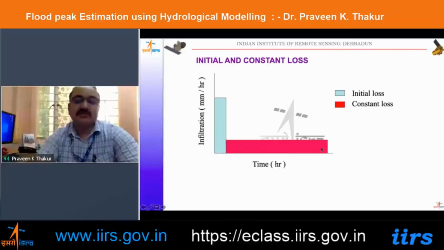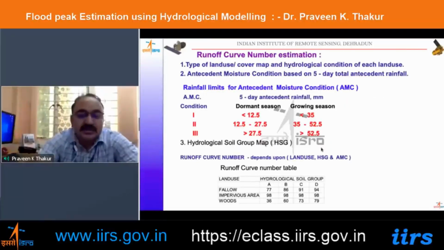The curve number, as I told, depends on the land use, land cover, and the soil characteristics. A class here being the sandy soil, which will generate high infiltration, less runoff, whereas D represents the clay soil, representing less infiltration and high surface runoff. So this also has various classes, class 1, 2, 3 moisture conditions you can represent.